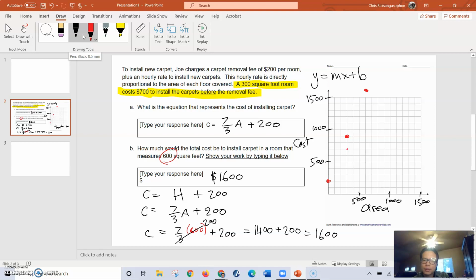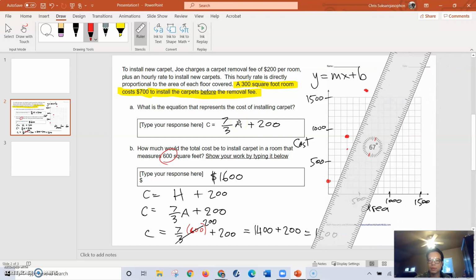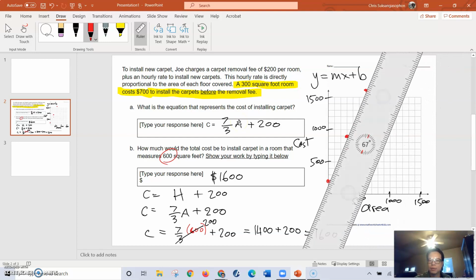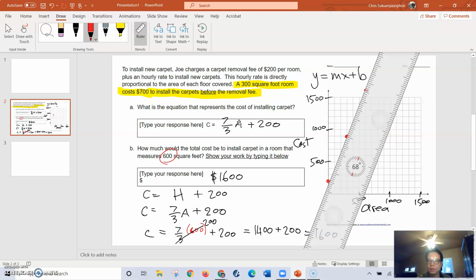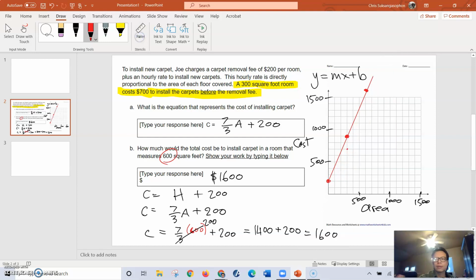Therefore, let me bring out the ruler here. Our line would look somewhat like this. And our slope is indicated here. 7/3 is going to be rise over run. Okay, so again, slope is rise over run, which is 7/3.